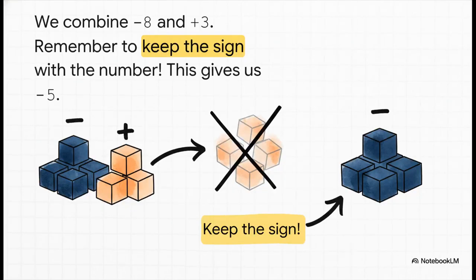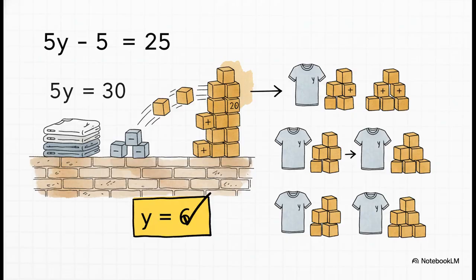We identify our constants, -8 and +3. And notice I said -8. You have to remember to keep the sign with the number. So we combine -8 and +3, which gives us -5. Our messy equation is now the much friendlier 5y minus 5 equals 25. And from here, it's a piece of cake.